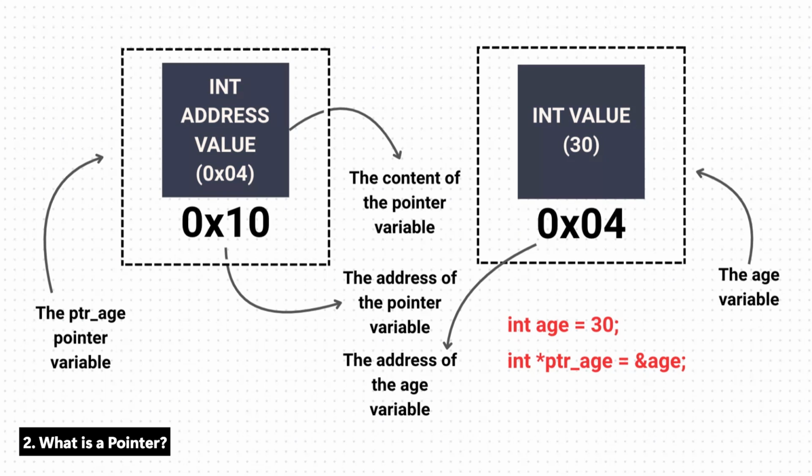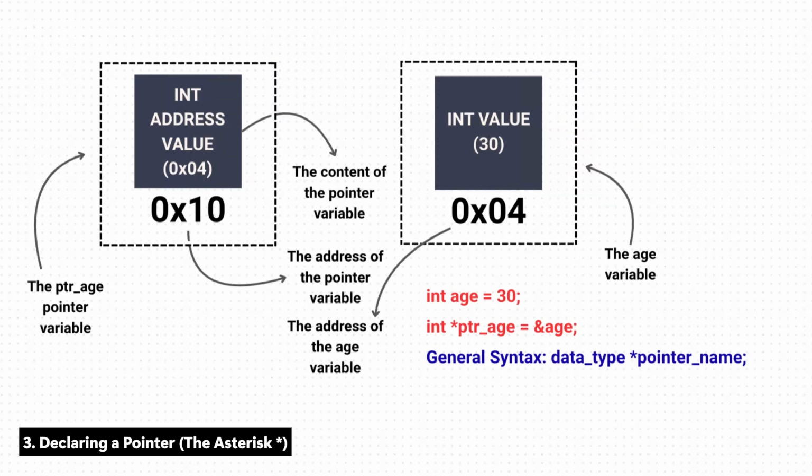This is why pointers are sometimes called address variables. They point to where the data is stored in memory. Third, declaring a pointer: the asterisk. Since a pointer is a variable, it needs to be declared. When declaring a pointer, you must use the asterisk operator. General syntax: data type, asterisk, pointer name.